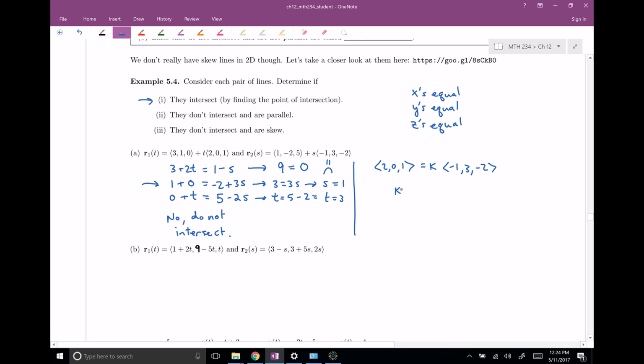So if you take k times -1 and you want to get out 2, that means that your only hope is if k is equal to -2. If you would like to take something times 3 and get 0, now I'm looking at the second components, right? Something times 3 is equal to 0. Well, the only way that you're going to have that happen is if k equals 0. But k is a scalar, right? It can't be equal to both of these things. So, not parallel.